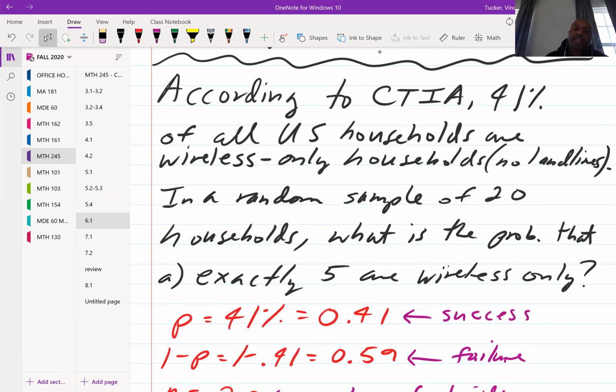So according to CTIA, 41% of all U.S. households are wireless only households. That means no landlines. In a random sample of 20 households, what is the probability that exactly 5 are wireless only? So A is exactly 5 are wireless only.